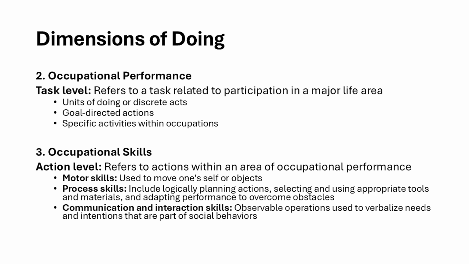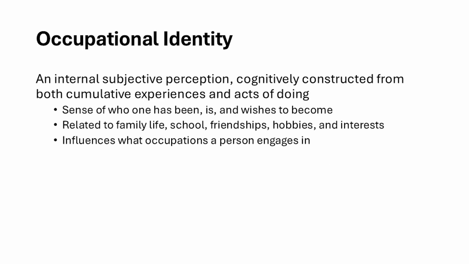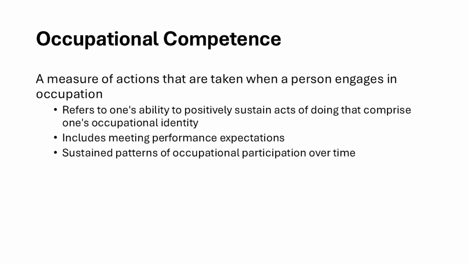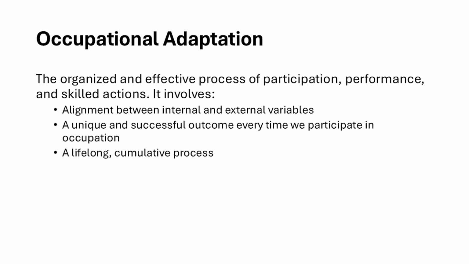And when all these things, the person factors, the environment, the doing align well over time, what are the outcomes MOHO talks about? 3 key things emerge: occupational identity, occupational competence, and occupational adaptation. Identity is that internal sense of self as someone who does things. Yeah, your cumulative sense of who you are based on your history of participation. Occupational competence is about sustaining a pattern of participation that meets your own expectations and those of your environment. And adaptation. Occupational adaptation is the outcome of achieving that identity and competence. It's that successful, effective process of participating that comes from the person and environment working well together. That's ultimately the goal. Got it.